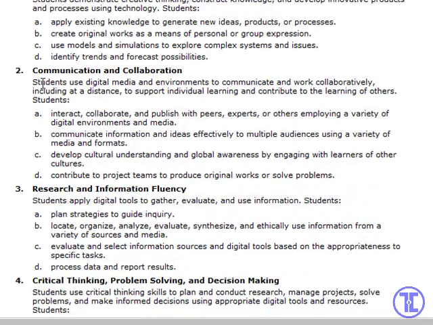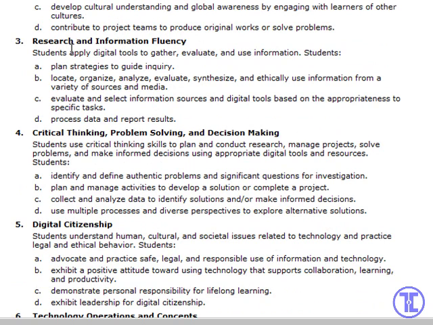Number 3 is research and information fluency, and that is all about information literacy and how important information literacy is today with the new digital tools that we have by using the internet. And the next one is critical thinking, problem solving, and decision making. Students use critical thinking skills to plan and conduct research, manage projects, solve problems, and make informed decisions using appropriate digital tools and resources. And then it has 5 subcategories.